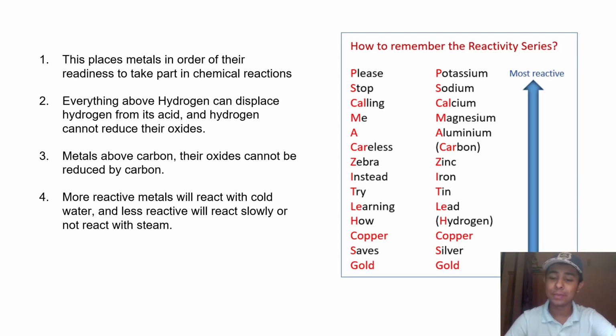And the metals which are a bit below it, like magnesium, aluminium, they react very, very slowly with cold water, or sometimes they just do not react at all. That's why they are then reacted with steam, which is a gas, which helps them react a bit quicker. And the metals which are at the bottom of the reactivity series just do not react at all. They're unreactive with both cold water and steam.